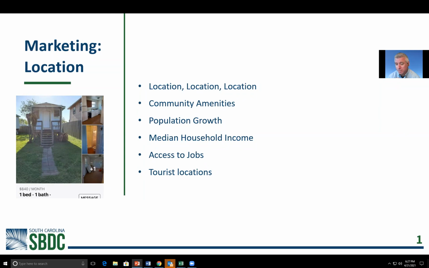Median household income, access to jobs, tourist locations. Is there stuff to do for the people that live there? Are they going to be happy there? I don't know if y'all have kids that play a game called SimCity. Honestly, I played that game myself, and I'm not a kid, I'm 47. But SimCity is a pretty cool experiment in community development, and it's also a good lesson in real estate, because if you play the game, you can see how all that stuff works.